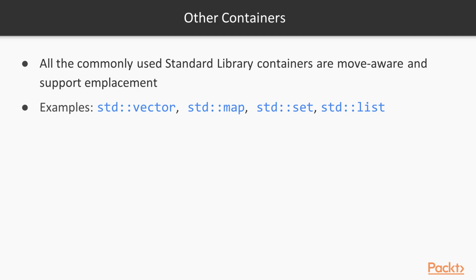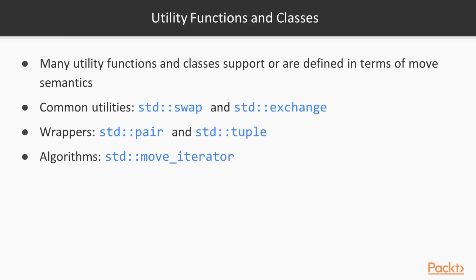All the commonly used standard library containers are move-aware and support emplacement. More examples include std::map, std::set, std::list, std::unordered_set, forward_list, and many more. Containers are not the only important thing that the standard library provides, which heavily relies on move semantics.